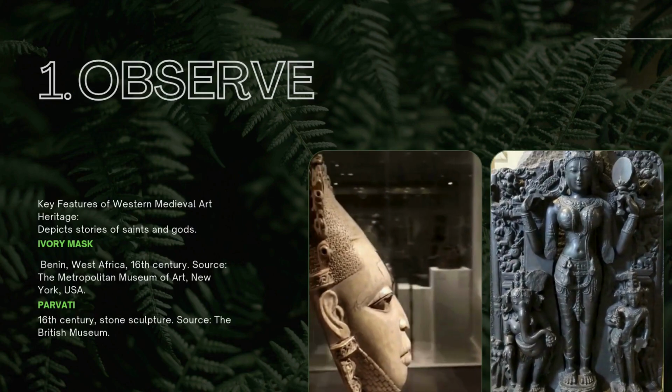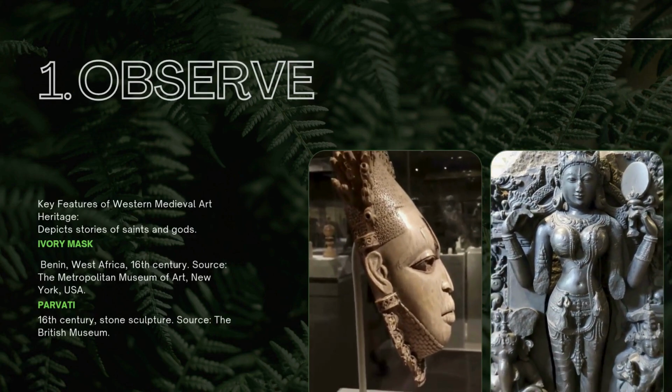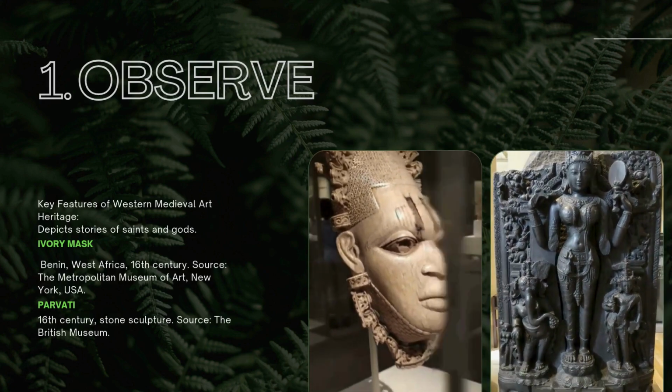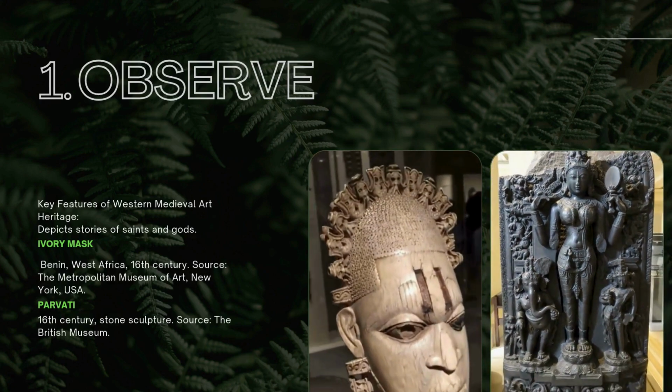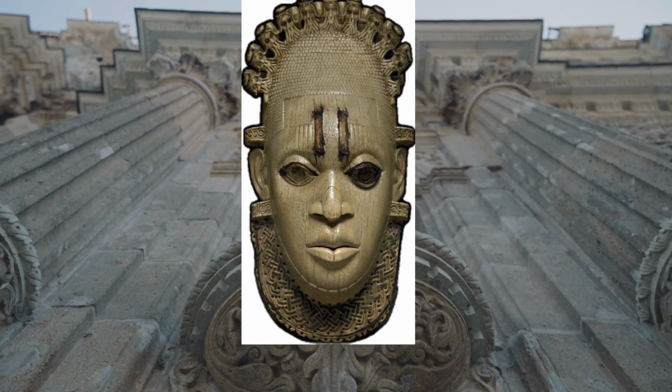Key features of Western medieval art heritage. Depicts stories of saints and gods. Ivory mask. Benin, West Africa, 16th century. Parvati, 16th century. Stone sculpture.